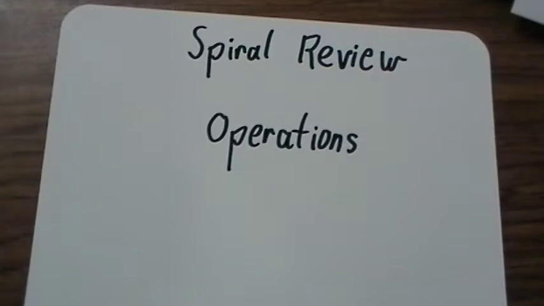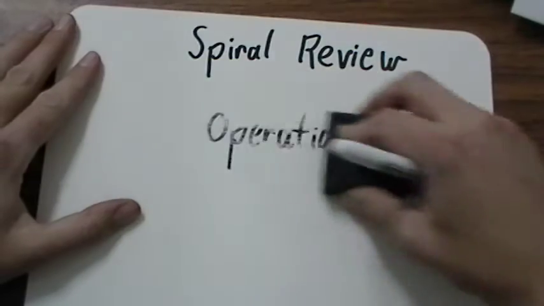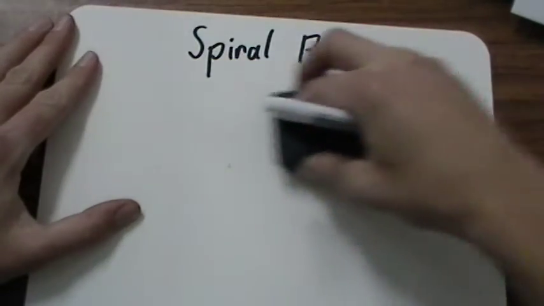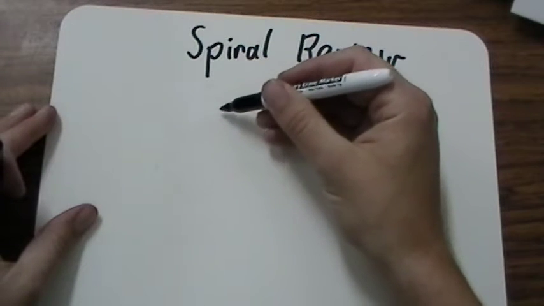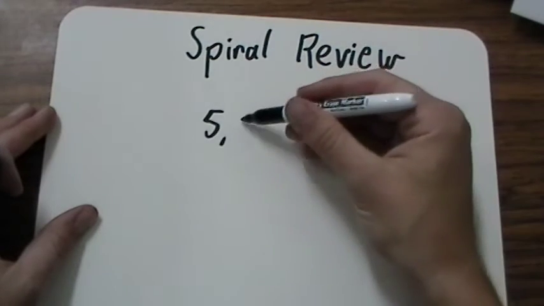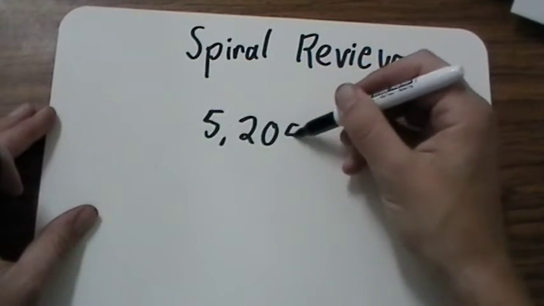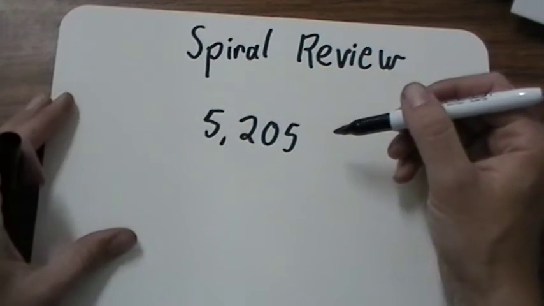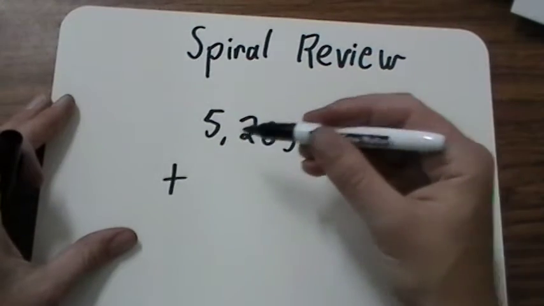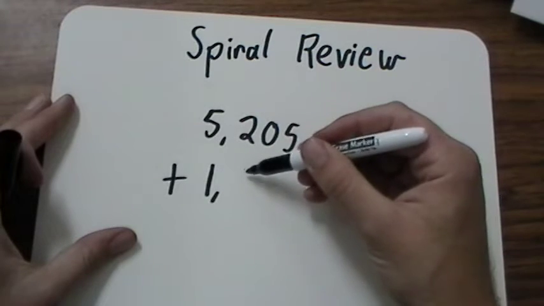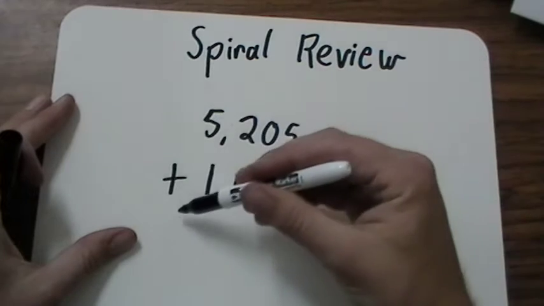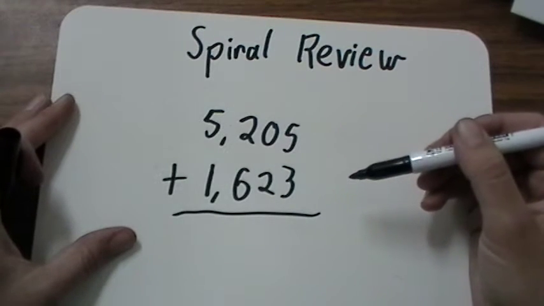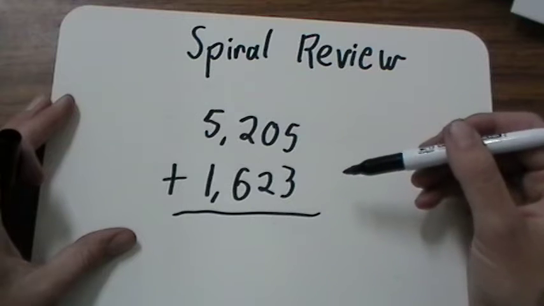All right, well, let's do a little bit of review for operations. To help us review operations, let's start off with a big addition problem. All right, so let's take 5,205, and we're going to add that to 1,623.